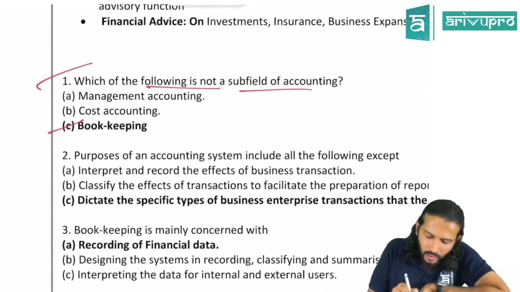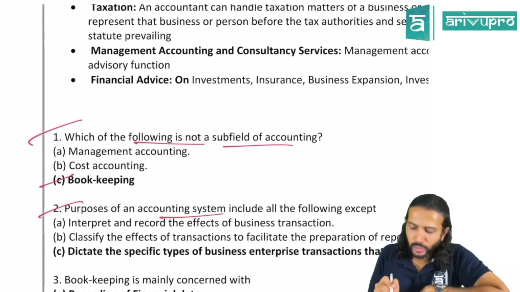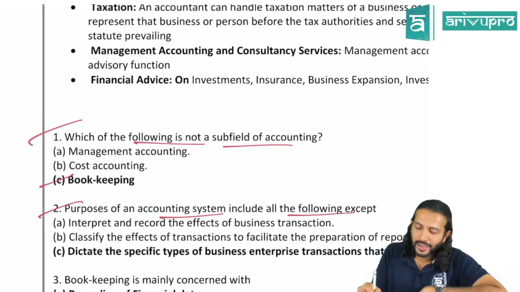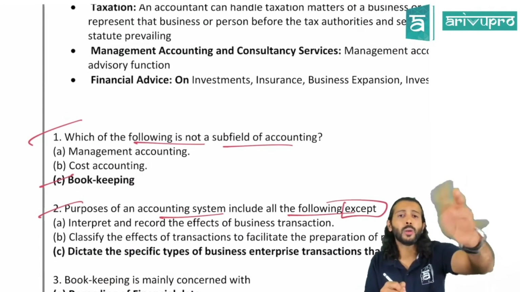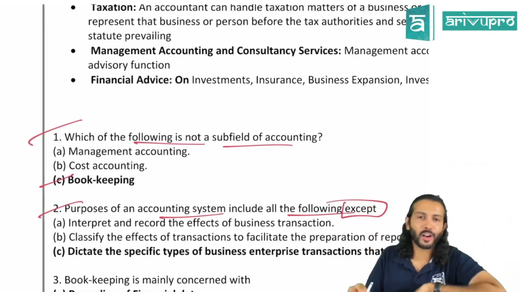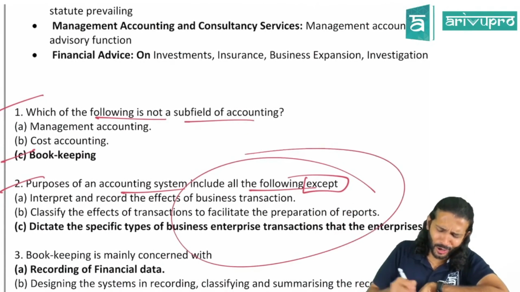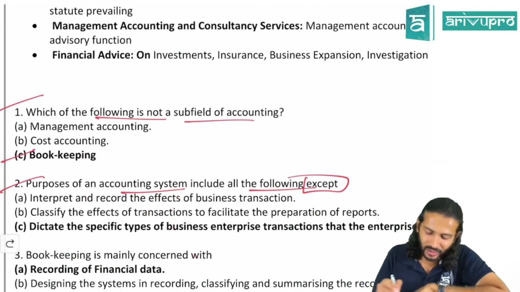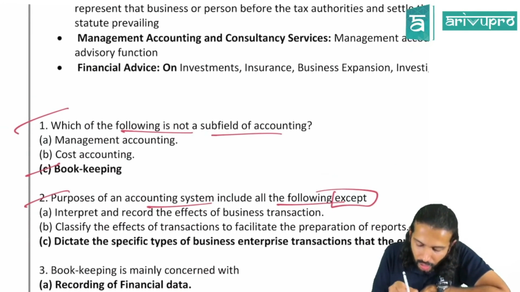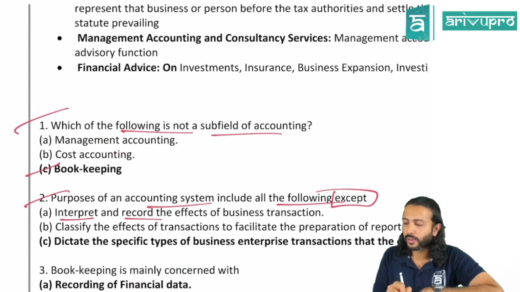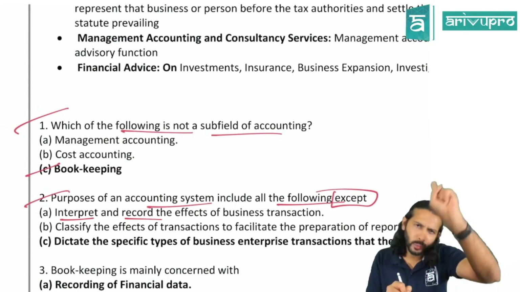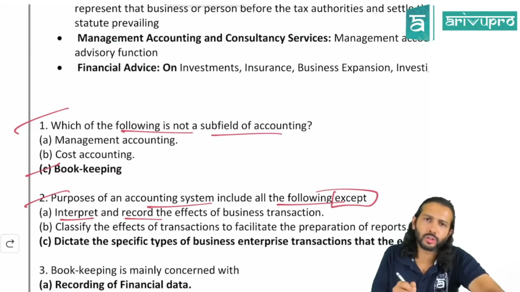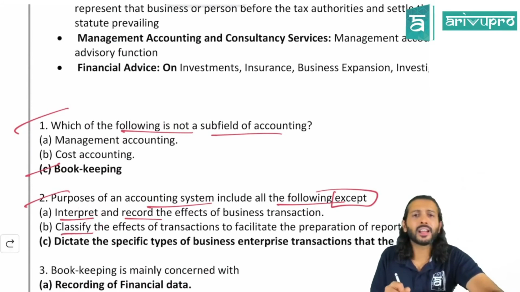Okay. Next, purpose of accounting system includes all the following except. They're asking which of the following is not a purpose of accounting. Yes, somebody is saying you've given the answer already. Yeah, I would like to give some as homework, so I've already highlighted it. But read the option. In accounting, do we do interpretation? Yes. Do we do recording? In accounting, we do recording also. We do interpretation also. Do we do classifying activity in accounting?